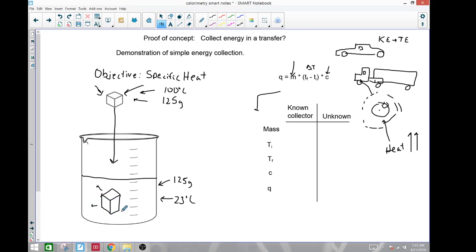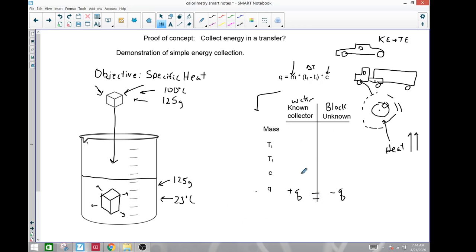Therefore, the water is going to get hotter and the block's going to get cooler. The water is going to gain energy, so this is going to be my block. I like to write that up there. This is my water. So this guy is going to lose energy. This guy's going to gain energy. Okay. So ideally, these would be equal in our perfect system. All right, so let's try this out.